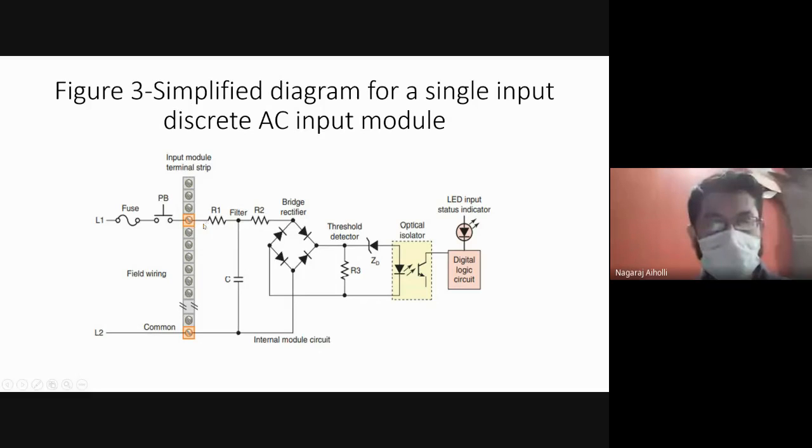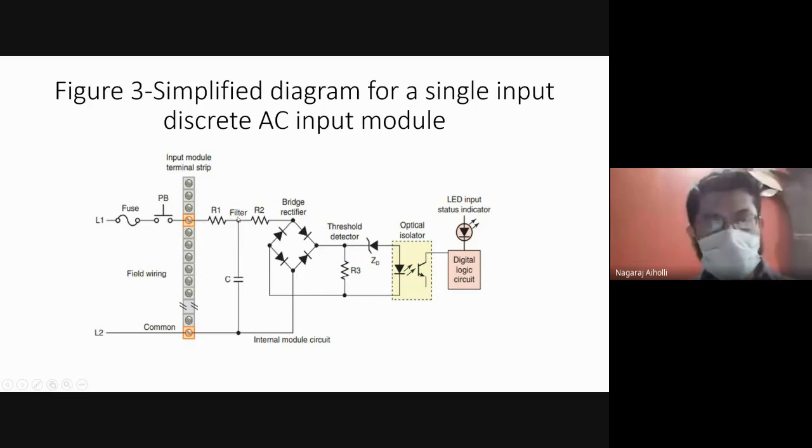From the input channels, this is the field wiring. This is all the field wiring, and this side is the field side. Next, this is a common point, the negative. So L1 is just like a positive terminal, and L2 is just like your negative terminal, which is connected to the common.